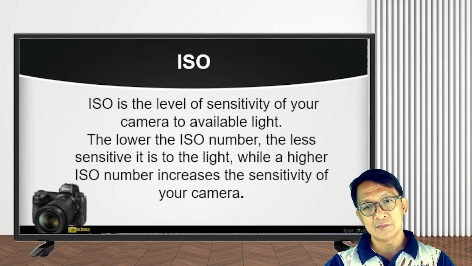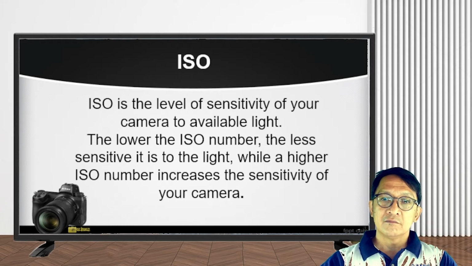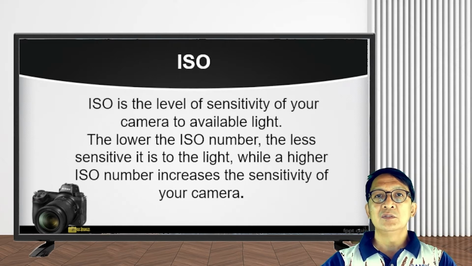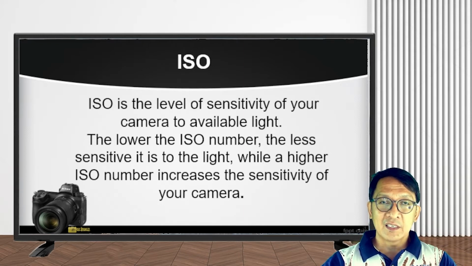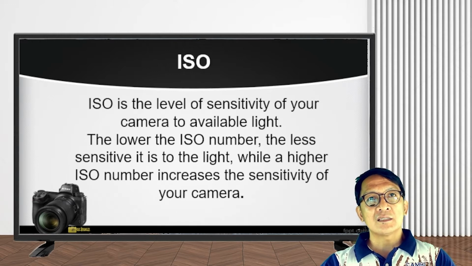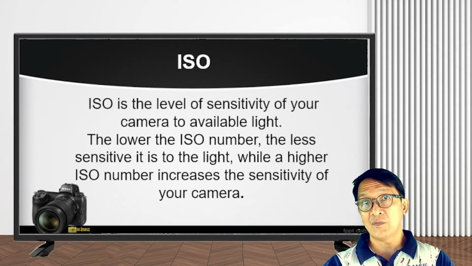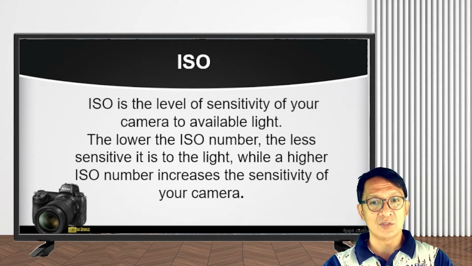So, ibig sabihin, pag yung ISO nyo mababa, mahina yung function ng sensor nyo kasi kukunti yung ilaw na pumapasok or yung liwanag na pumapasok sa camera nyo. Okay? Then, pag tinaasan nyo naman yung ISO nyo, mas sensitive yung camera nyo or yung sensor nyo sa liwanag. Okay? So, ganun ang function ng ISO.